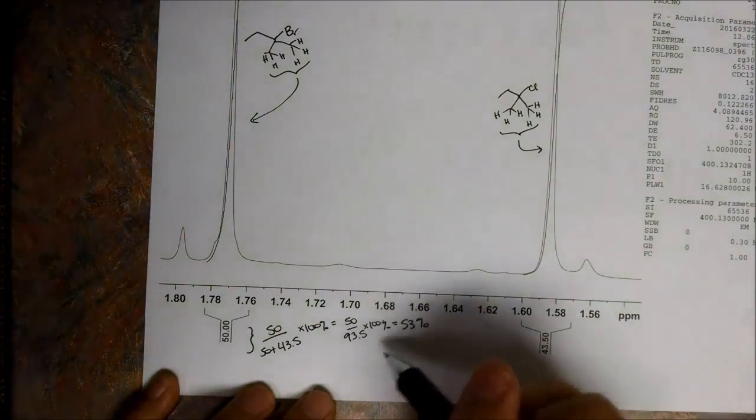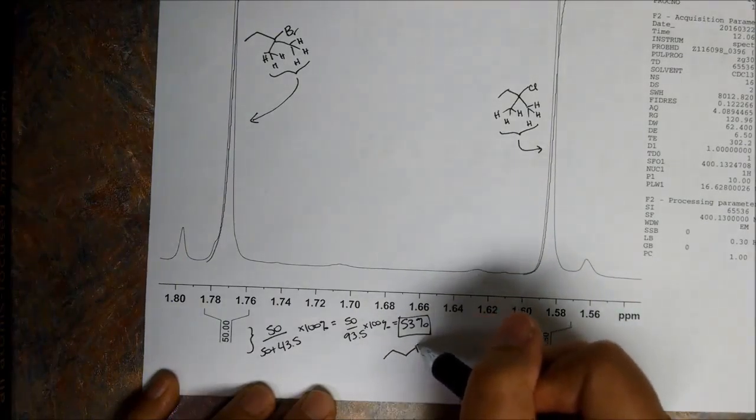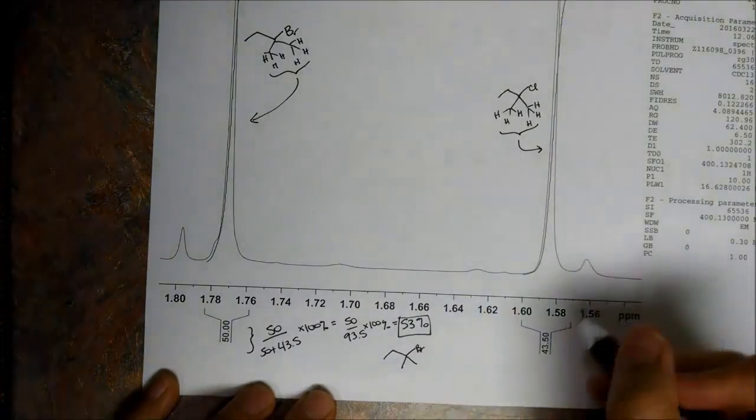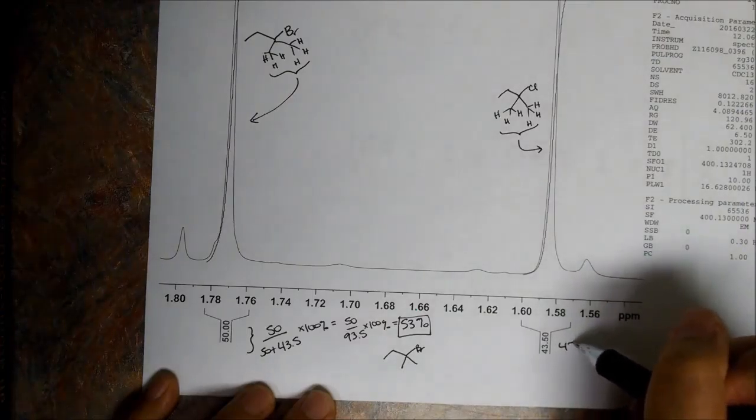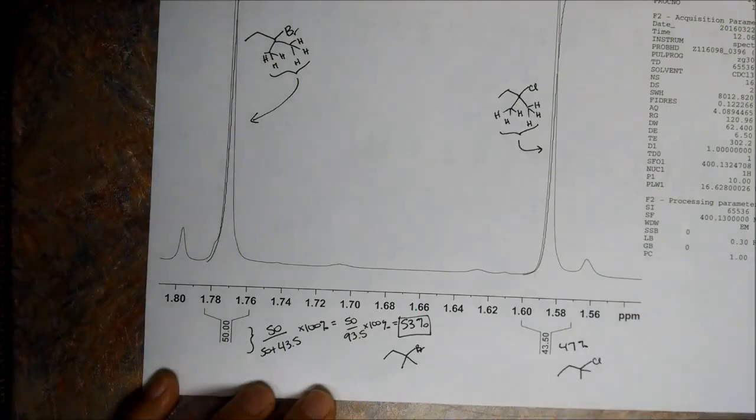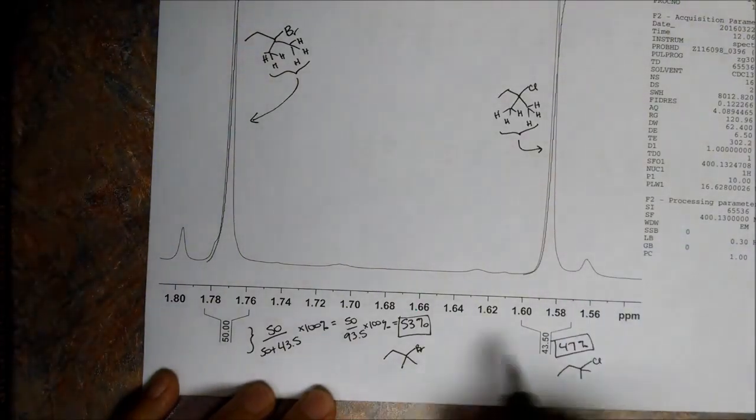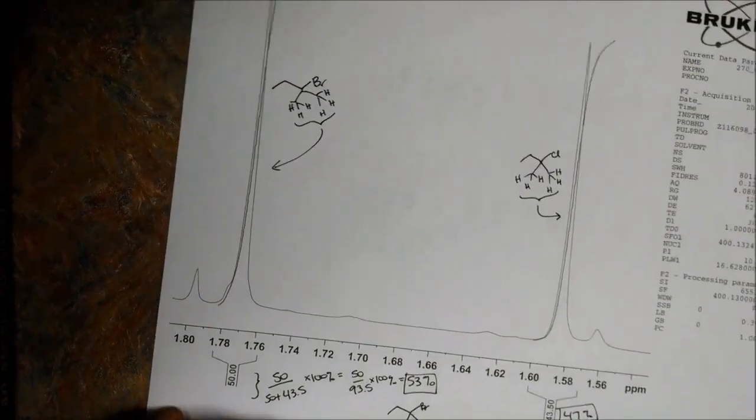Okay, so 53% of our sample corresponds to this bromide. And so if we just do the math, the other 47% corresponds to our chloride. And this is also pretty indicative of normal data.